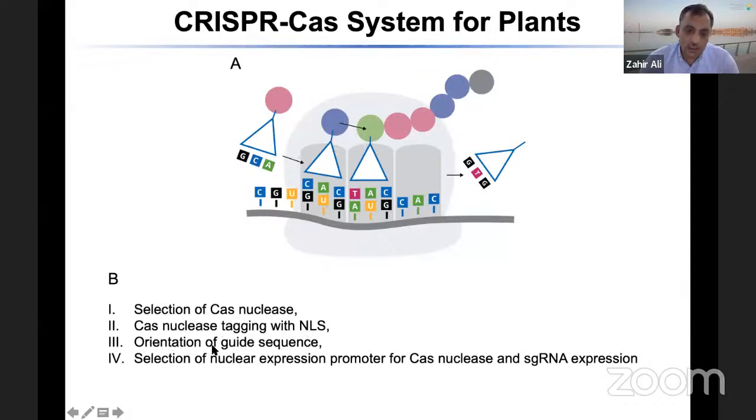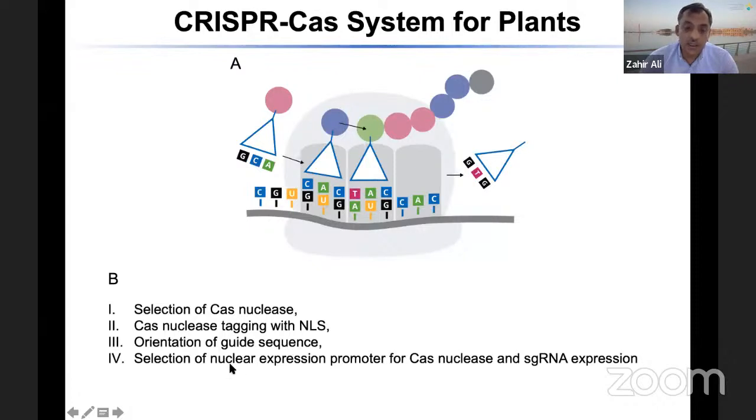And then the orientation, as Dr. Imran explained in the previous lecture, the orientation of the guide sequence is very important. The PAM sequence is basically determining the orientation, like where the PAM is, and after that the guide sequence will be there. So it's very important to select a very precise orientation of the guide sequence.